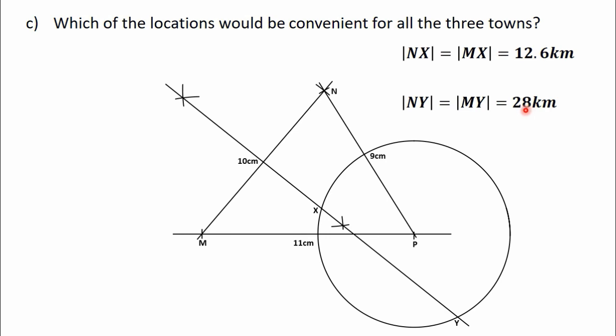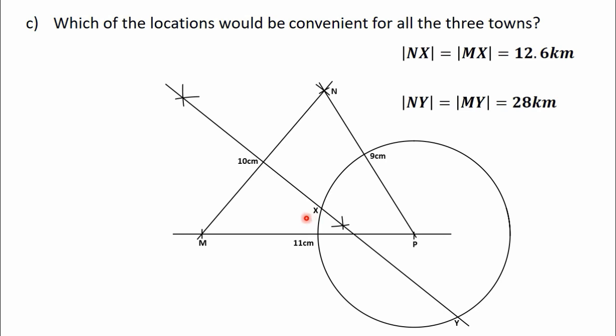What this means is that if we select point X as the location for the market, traders from town N and town M will travel 12.6 kilometers to reach the market. But if we select point Y as the location for the market, traders from town N and town M will have to travel 28 kilometers to reach the market. So in order for the market to be closer to all the three towns, we will have to select point X as the location for the market.